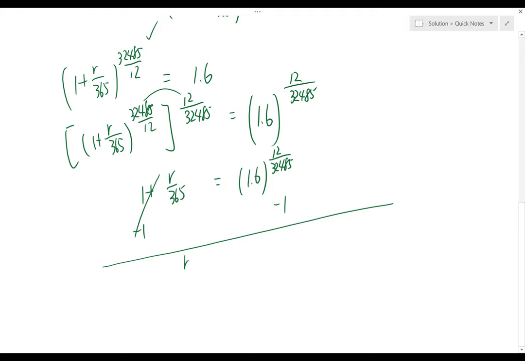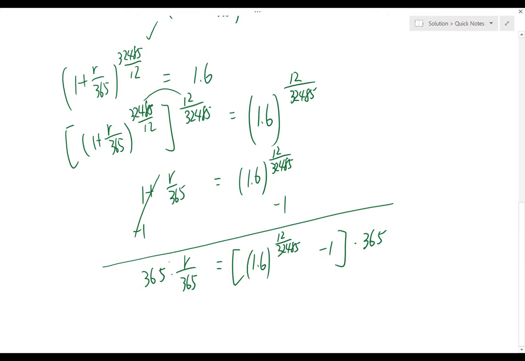The next step is to get r over 365 by itself: subtract one from both sides of the equation. So r over 365 is equal to 1.6 raised to 12 over 32,485, minus one. Then, in order to get rid of the denominator, you multiply by 365 on both sides of the equation.